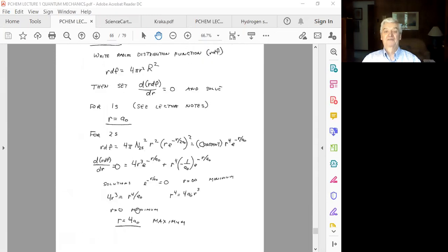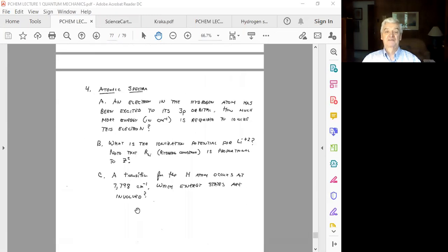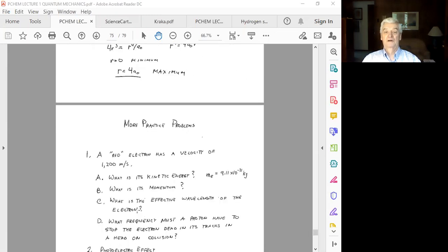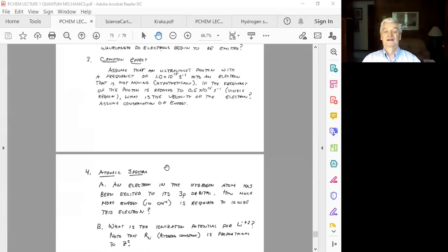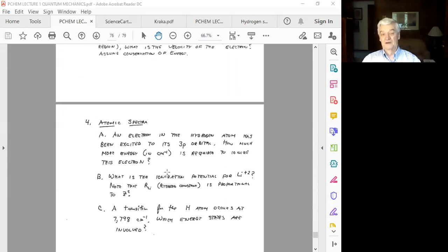And so then after the answers, I also have a set of problems called more practice problems. One is in general about wave and particle properties, then the photoelectric effect, Compton effect, and then once we get to atomic spectra, about atomic spectra. So this is your best study source when the first exam comes.